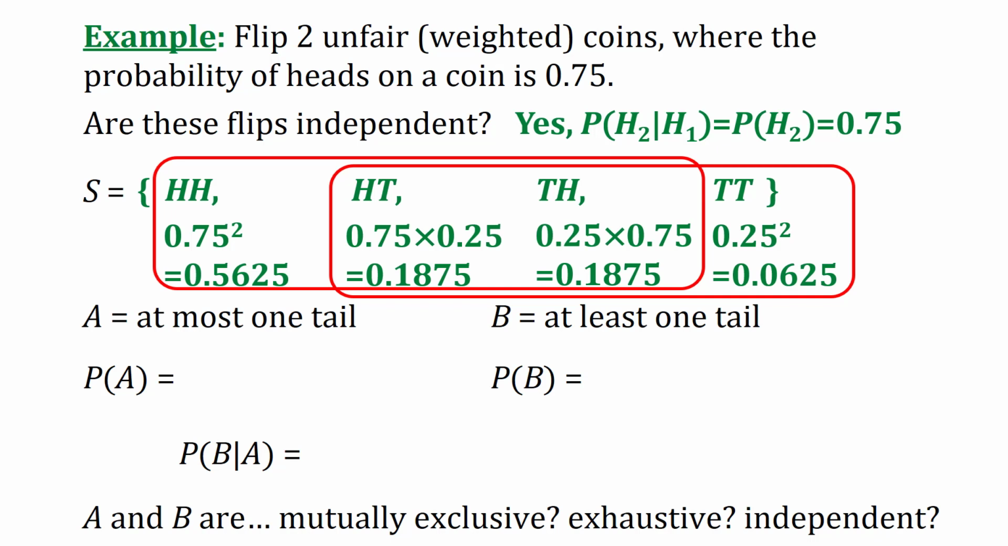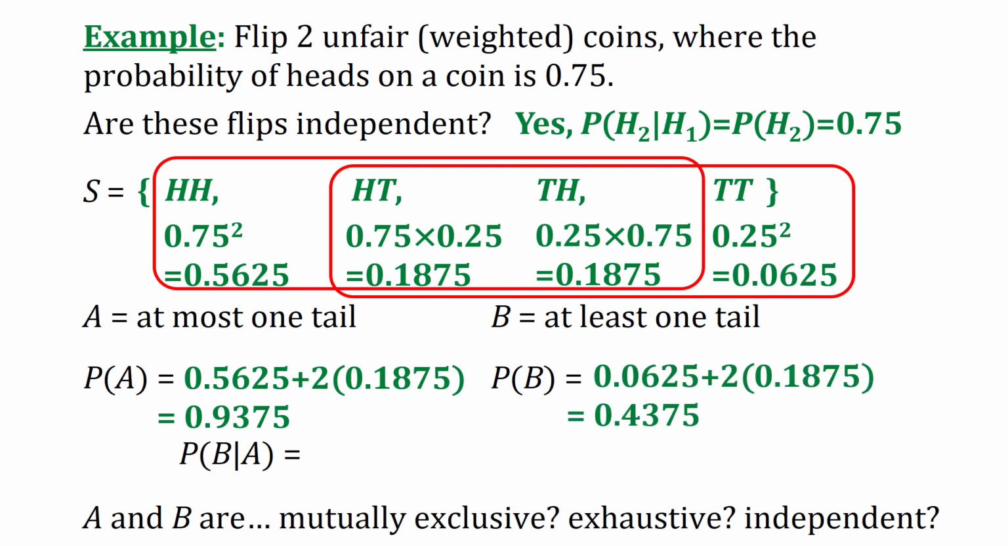And so if I want to find the probability of each of these events, all I need to do is look at which outcomes are included in those events. I already have the probabilities for each outcome, so I just need to add up their probabilities. So the probability that I get at most 1 tail, probability of event A occurring, is just 0.5625 plus 0.1875 plus 0.1875 for a probability of 0.9375. And likewise for the probability of B, I add up the probabilities for the 3 outcomes that are in event B, 0.0625 plus 2 of the 0.1875s for a probability of 0.4375.